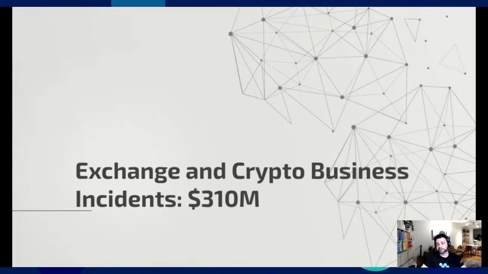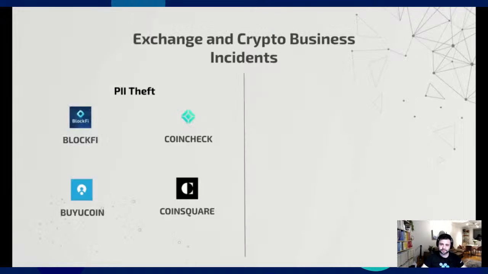Let's talk about exchange and crypto business incidents. As I mentioned, $310 million were lost last year. If you saw my previous DEF CON talk, there were existing trends which held true for the rest of the year, and they appear to be holding this year as well. Attackers are going after PII. PII is personally identifiable information, so your email addresses, your home addresses, phone numbers, and so on. After 2020, we saw BlockFi, CoinCheck, BuyUcoin, CoinSquare, and others. They all reported a variety of PII being stolen.